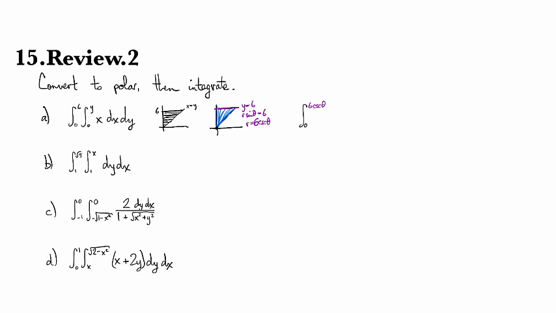And then this is going from pi over 4 to pi over 2, like that. So we've got pi over 4 to pi over 2. Okay, and so then x becomes r cosine theta in the integrand, and then we've got a Jacobian making that an r squared, and then dr d theta.